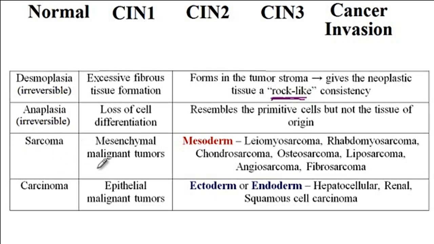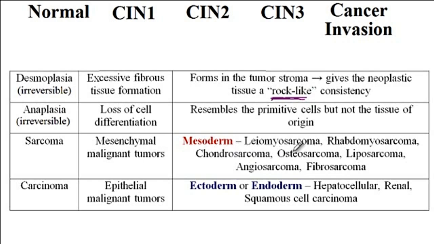One is sarcoma, where the malignant tumors have developed from mesenchymal cells, examples of which are tumors that develop from mesoderm. So if you recall from embryology, mesoderm gives rise to smooth muscles, skeletal muscles, cartilage, bone, vessels, fibrous tissue, as well as lipids. So here you can see that all these forms of cancer have sarcoma in the end, because they have all arisen from mesenchymal tissues, which are derivatives of the mesoderm.